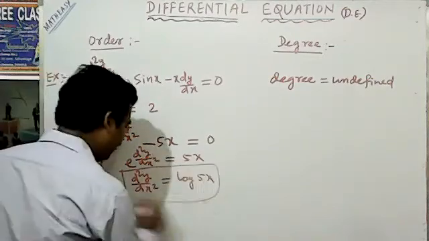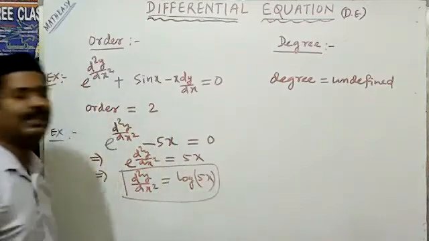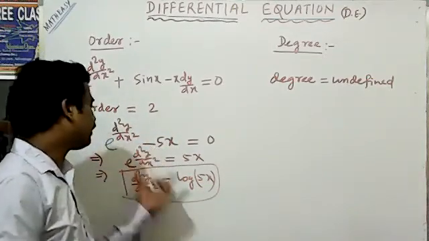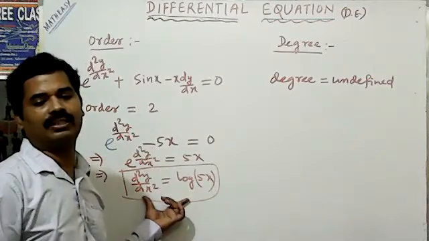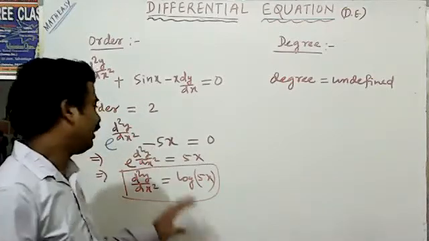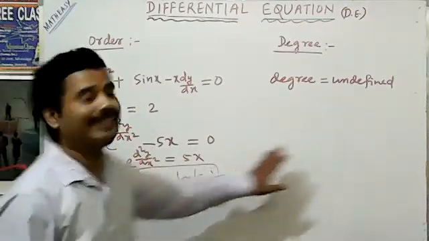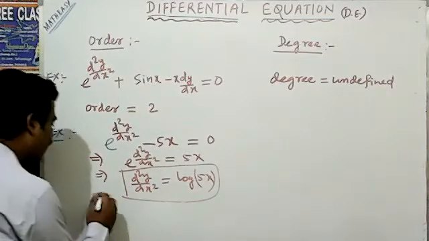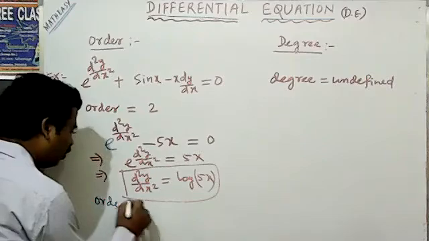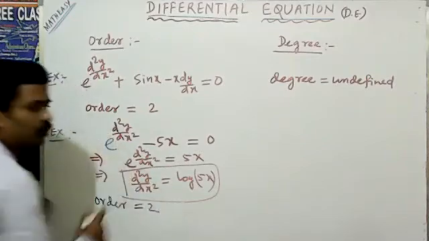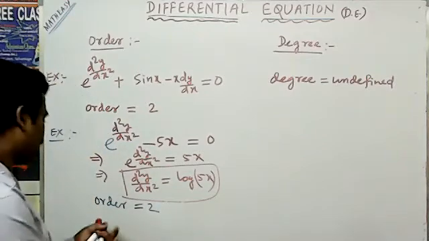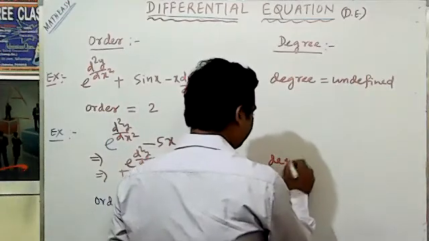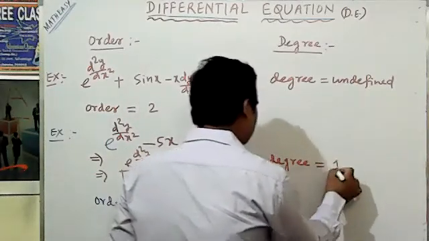After rearrangement, the differential equation comes to a polynomial differential equation. So that's why this has a degree. Here the order is equal to the order of the differential equation. Order is equal to 2, meaning maximum 2 time derivative. Here the degree is equal to 1.